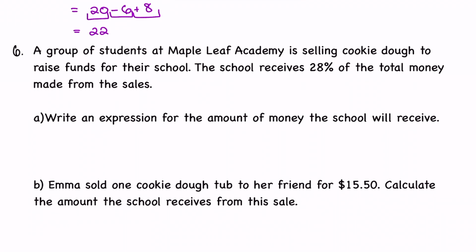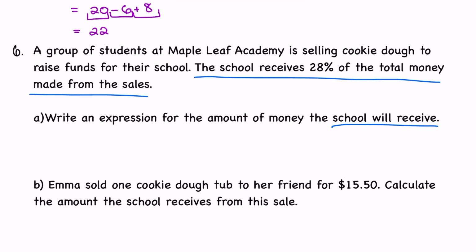Question 6 says, a group of students at Maple Leaf Academy is selling cookie dough to raise funds for their school. The school receives 28% of the total money made from the sales. Write an expression for the total amount of money the school will receive. So it says in the question that the school will receive 28% of the total money made from the sales. So let's call the amount that the school will receive R. So R is going to be equal to 28% of the total money made from sales. So the total money from sales, we'll call that TS.